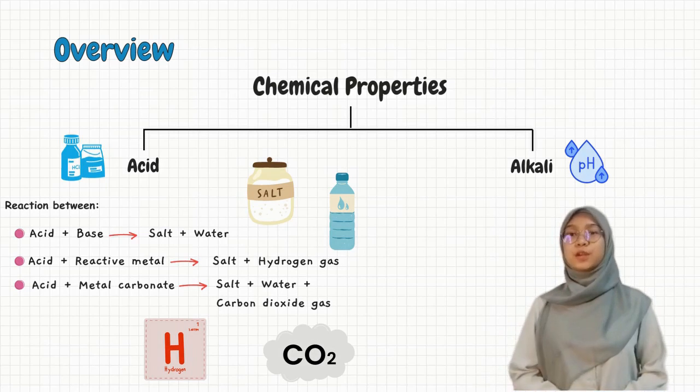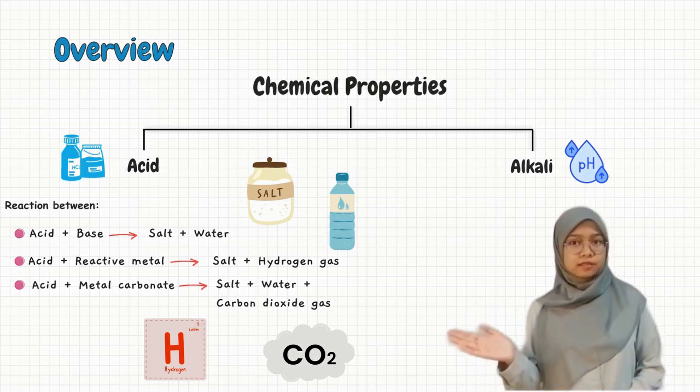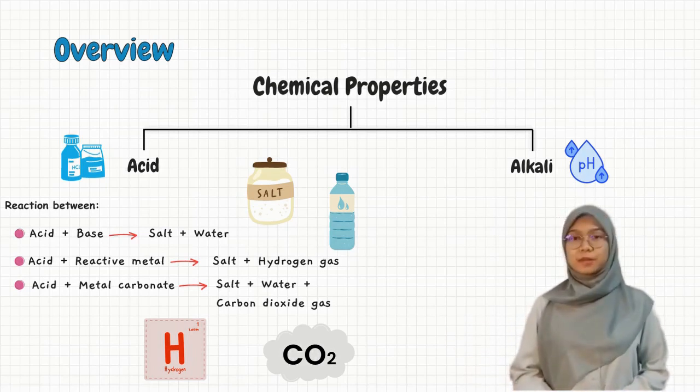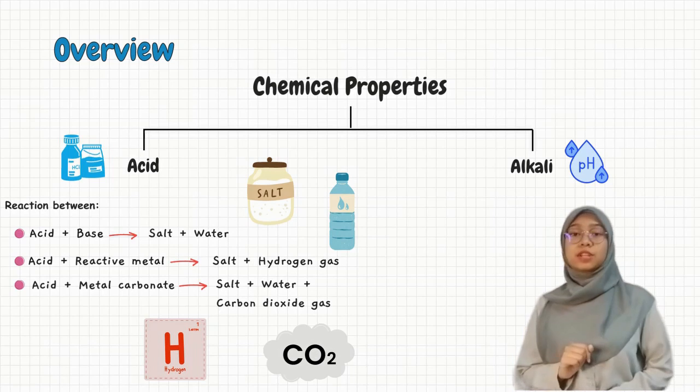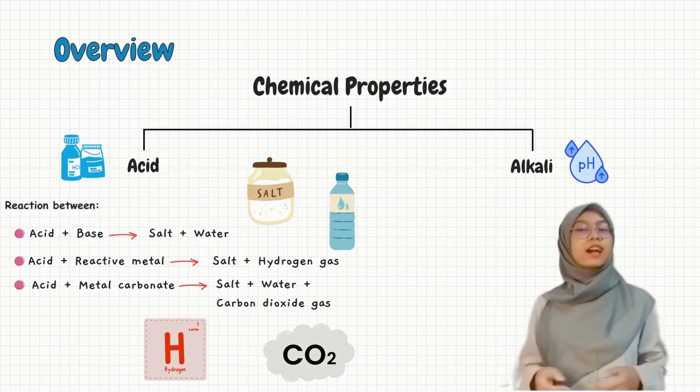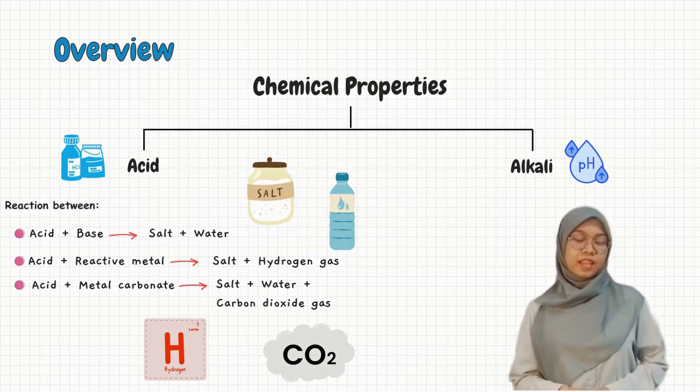Lastly, we have a reaction between acid and metal carbonate. There are examples of metal carbonate such as calcium carbonate and sodium carbonate. When those metal carbonates react with the acid, they will produce a salt, water, and carbon dioxide gas.